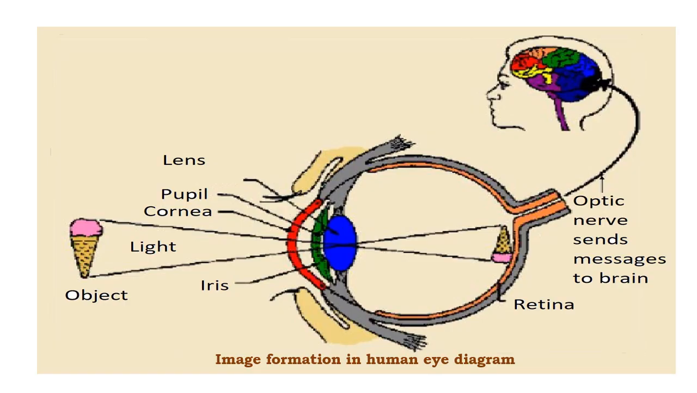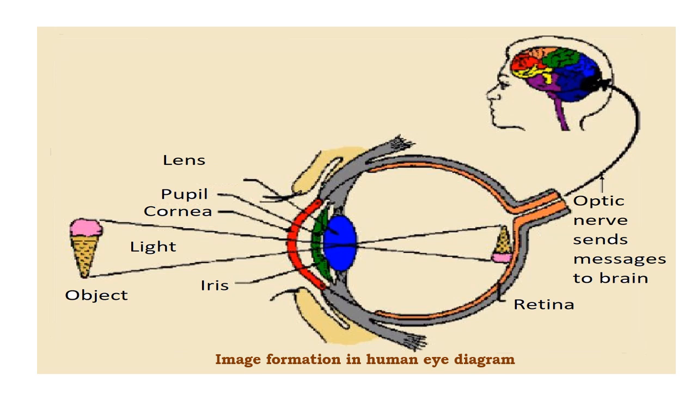Image formation in the human eye diagram. Light rays from the object pass through different transparent media before reaching the retina. These media include the conjunctiva, cornea, aqueous humor, lens and vitreous humor. The cornea and the lens play a major role in refraction of light rays. After refraction, the light rays converge and focus on the retina, where the real and inverted image is formed.